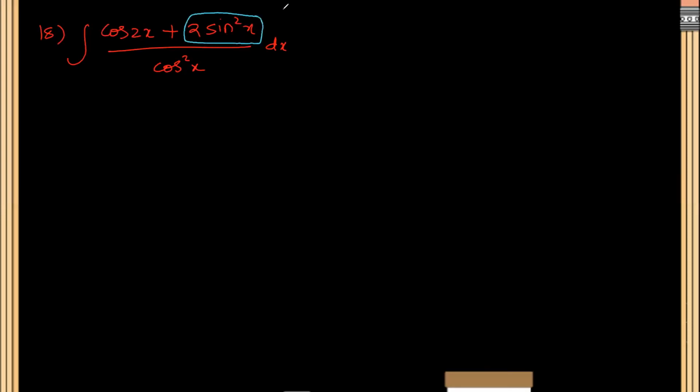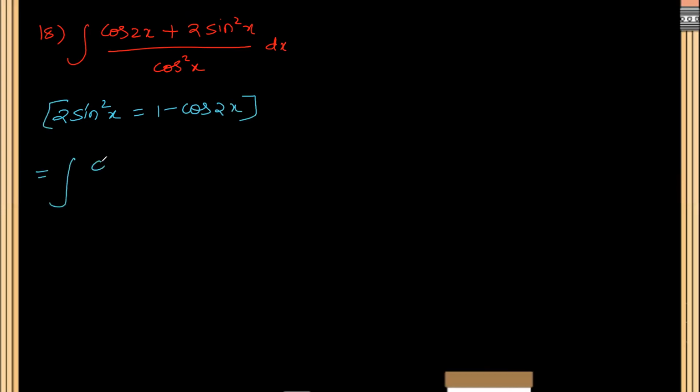Now, question number 18, integral of (cos 2x plus 2 sine square x) by cos square x dx. First, let's try to simplify this 2 sine square x alone. As we have the formula, 2 sine square x is 1 minus cos 2x. Let's replace that. So the given question can be written as cos 2x plus, in place of 2 sine square x, outside we have plus, so we don't need to worry about the sign change. It will be as it is.